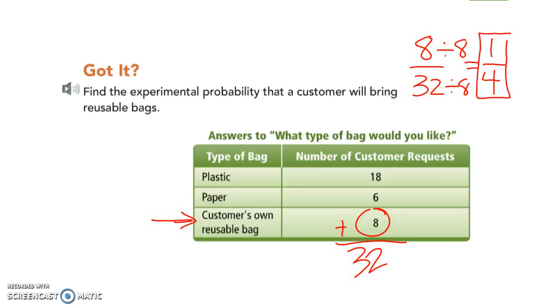They didn't tell me to do a percent, but I could. If I divided 1 divided by 4, that would be 0.25. If I converted to a percent, that would be 25%. So we would say about 25% of the customers, about 1/4 of the customers, bring their own reusable bags to the store.